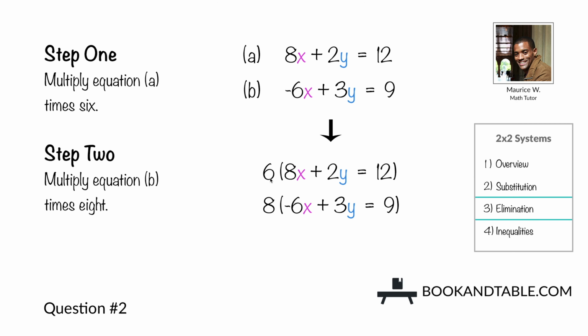So when we distribute the 6 to equation A, we get 6 times 8x, which is 48x. 6 times 2y is 12y. And 6 times 12 is 72.